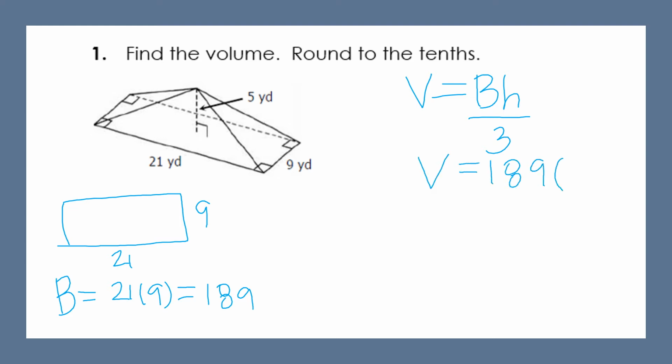The height of the pyramid has to be perpendicular to the apex. So if you're looking at this picture, you can see this dashed line on the inside, and it is definitely perpendicular to the base because you can see that perpendicular symbol. So the height of this pyramid is 5. So to find our volume, we're going to do 189 times 5, and then divide that answer by 3. So that would be 315.